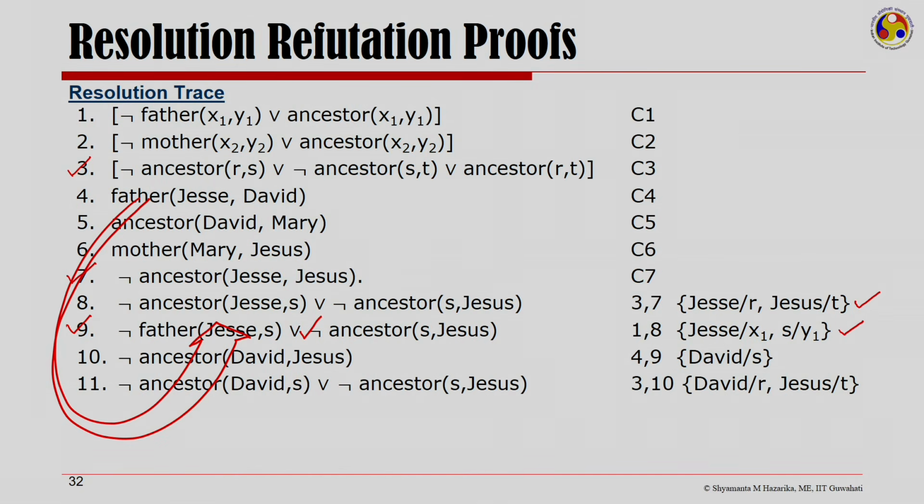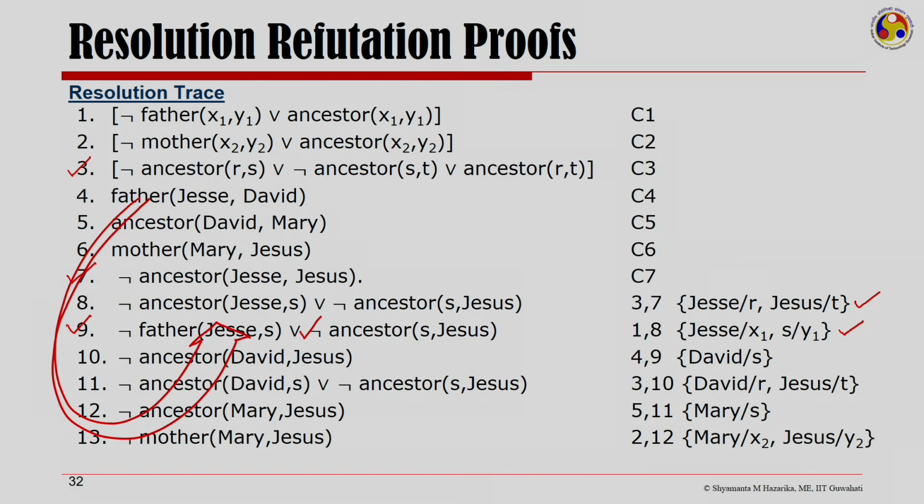Next I have 3 and 10 to generate my 11th clause in the resolution trace. I go on forward like that, and I finally arrive at the empty clause. So, arriving at the empty clause means that the statement that I wanted to prove is actually derived from the initial database or initial set of clauses delta.